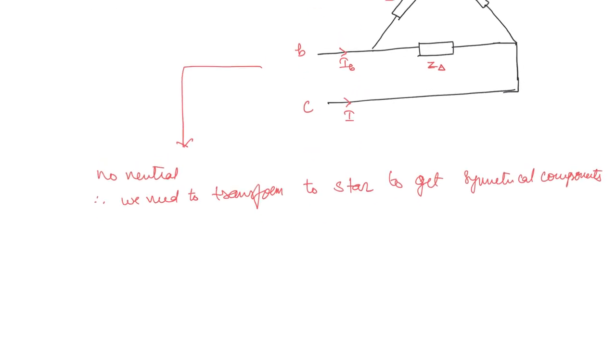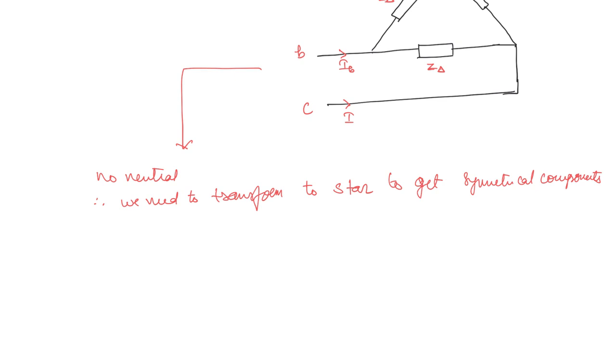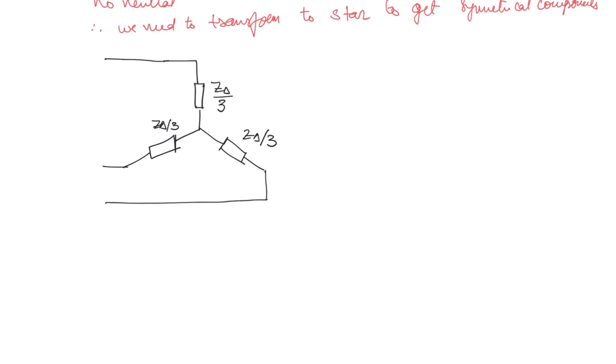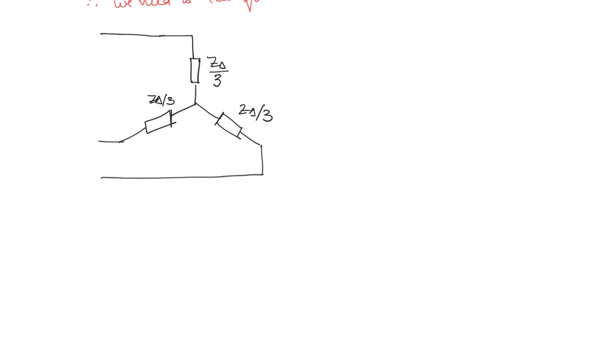Once you convert it into star, all of the impedances are going to get divided by 3. So Z delta by 3, Z delta by 3 and Z delta by 3. Once we have it in star, the sequence networks will be the same as what we derived before, but the zero sequence network will be slightly different. I will tell you why that is the case. First we will see the positive and negative sequence networks.